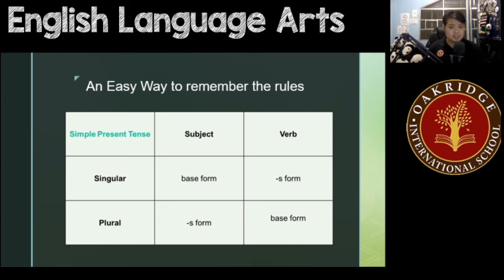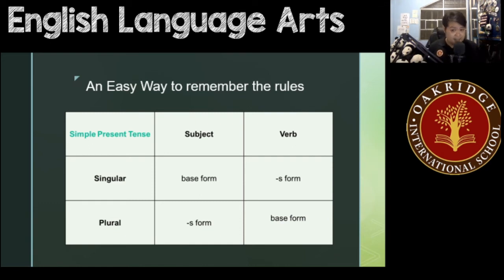Now, since the subject is singular, what happens to the verb? The verb, guys, would be in its S form. Now, the S form, guys, is just adding S or ES to the verb. Now, it's also the same rule wherein if it ends in Y and comes after a consonant, it would change Y to I and then add ES, right?